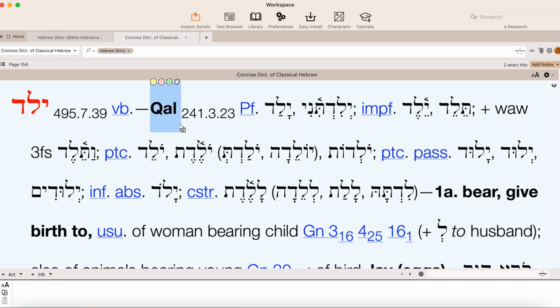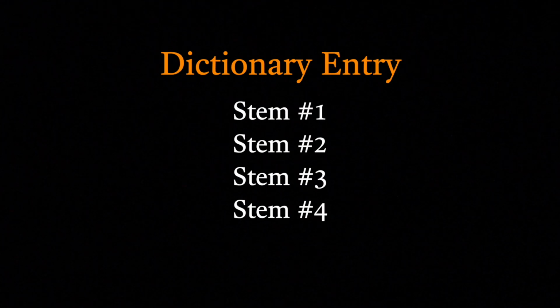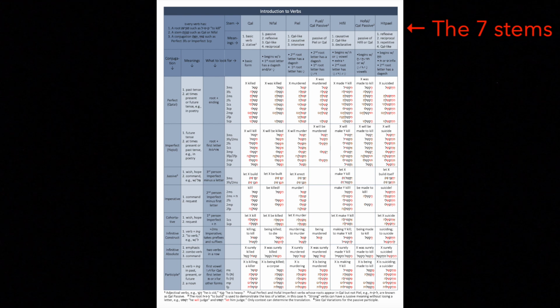Next we see the bold word kal. Kal is one of the 7 major Hebrew stems, or Hebrew binyanim. And these stems are critical for using the dictionary. It's the main thing you need to know. The dictionary entry is going to divide all the verbs by stem, and once you know your stem, you can translate your verb. And for those who would like to learn more, check out my Biblical Hebrew Grammar card, especially that chart called Introduction to Verbs, where I lay out what each stem looks like and what it actually means.